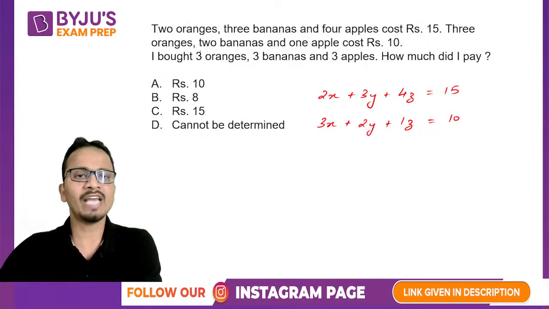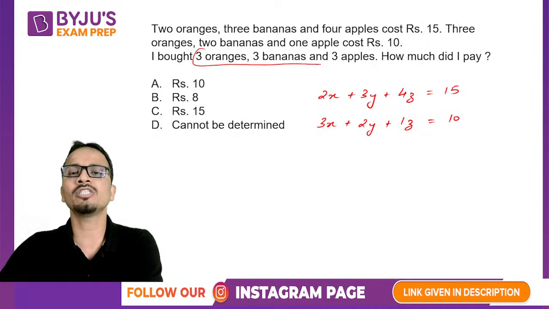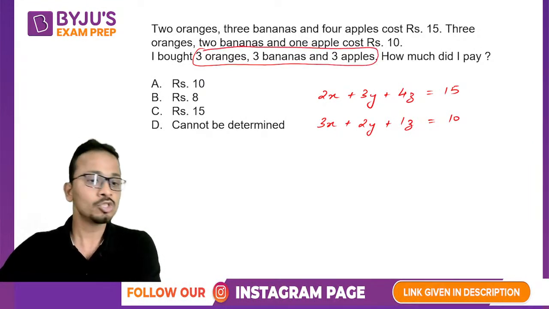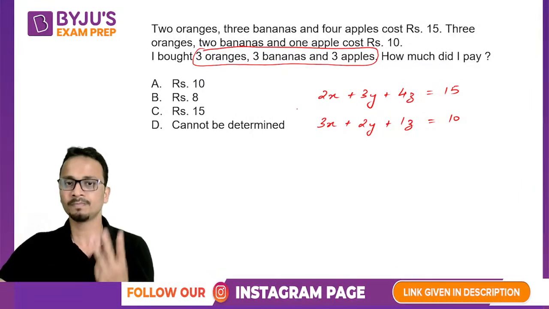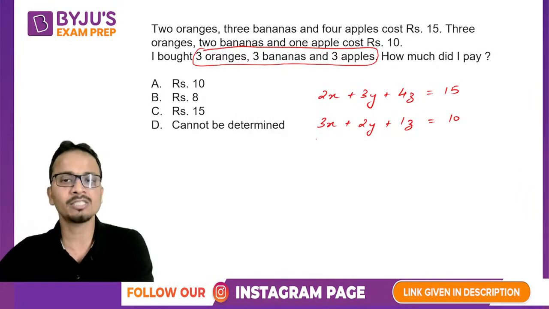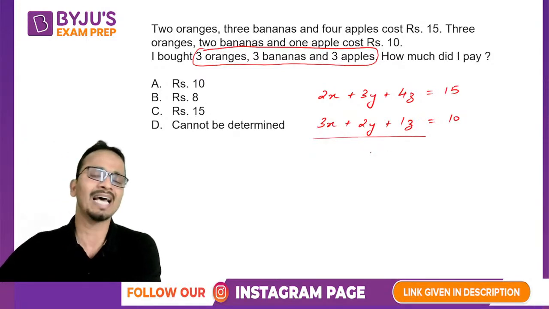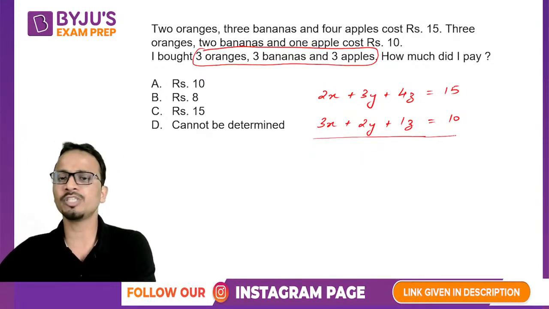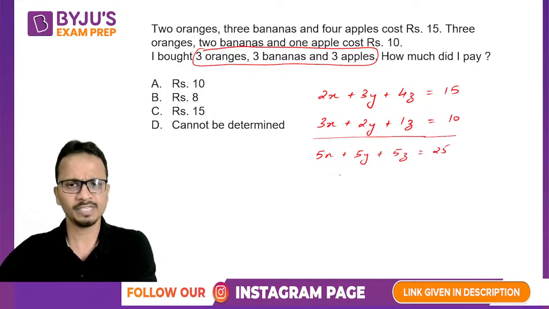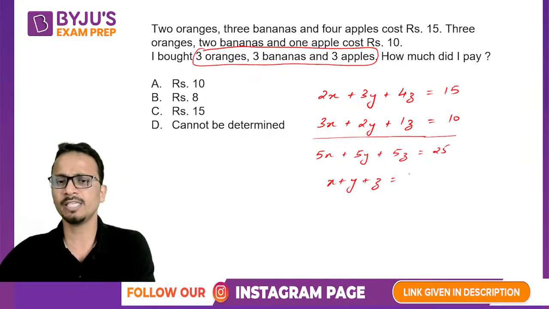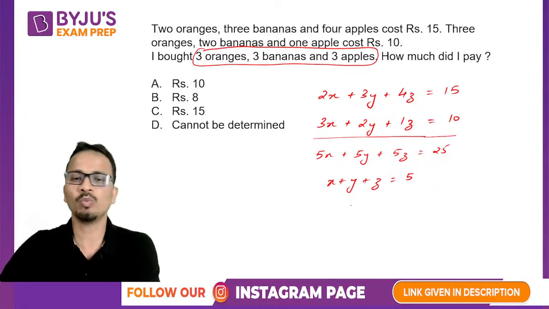Now what we have to do is find out the price of 3 oranges, 3 bananas, and 3 apples. So if I'm able to find out the cost of 1 orange, 1 banana, and 1 apple, then I'll be able to get the answer for 3 oranges, 3 bananas, and 3 apples. Now just by observation, if you add both these equations, you will get 5x plus 5y plus 5z equals 25, and dividing by 5 on both sides, x plus y plus z will be equal to 5.